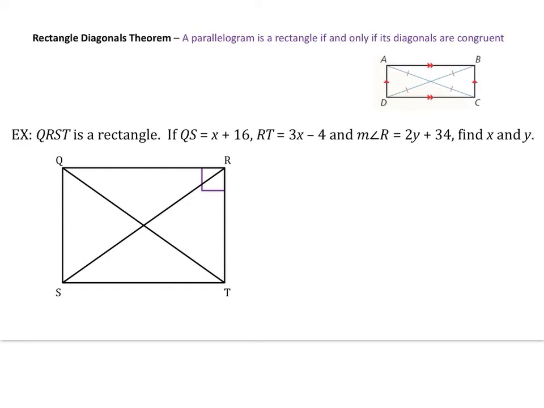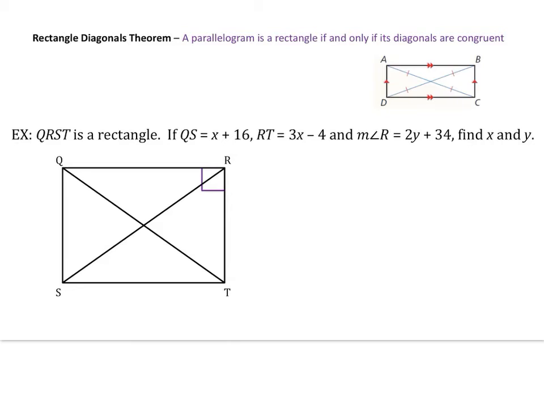All right, so that gets us our rectangle diagonals theorem, which states that a parallelogram is a rectangle if and only if its diagonals are congruent. So that would be enough to conclude that it's a rectangle when the diagonals are congruent. And then you have all the other properties as well that you can use. So let's take a look at this example and see if we can figure this one out.